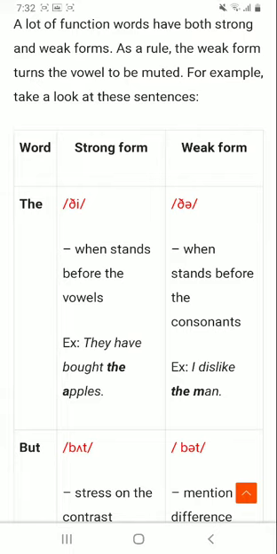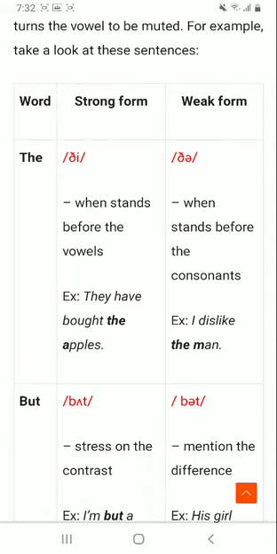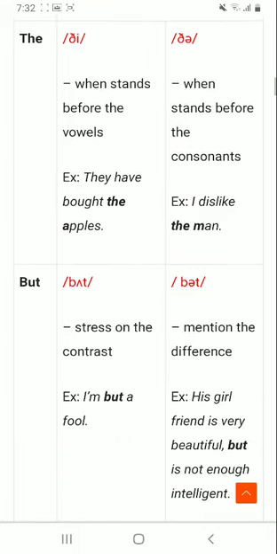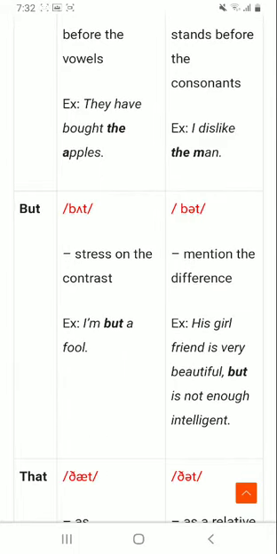When the stands before consonants. Before vowels, the sounds strong. Before consonants, the sounds weak. So here comes the best example: I dislike the man. I dislike the man. So it comes unstressed. It comes down to the weak form. So the sounds strong before vowels and the sounds weak before consonants. Clear? Okay. Next we go for the but. Stress on the contrast.